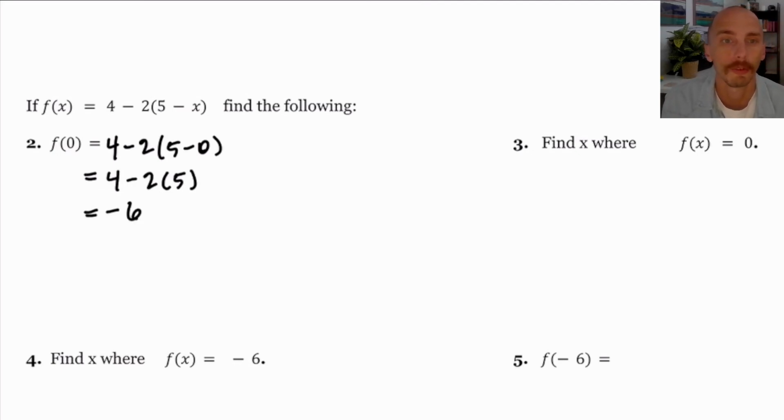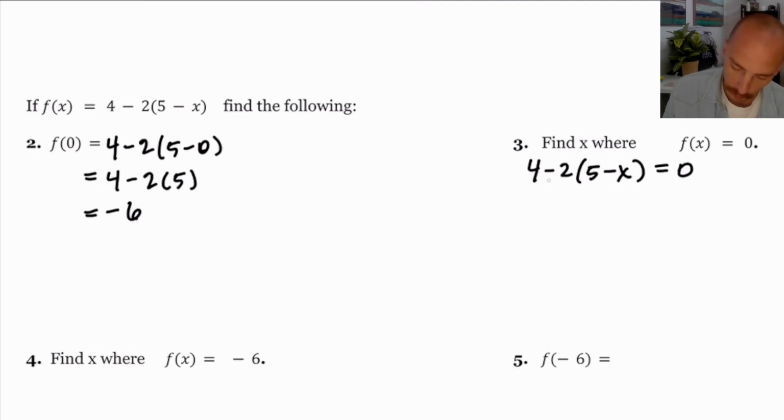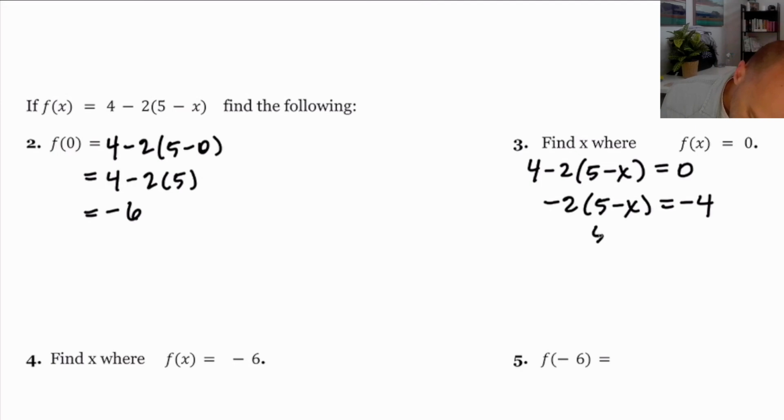If we're going to solve the equation f of x equals 0, we can just copy in f of x. That's 4 minus 2 of (5 minus x), and that's going to equal 0. I've got this 4 added on the outside, so maybe I'll subtract it from both sides, and I'd have negative 2 of (5 minus x) equaling negative 4. Then I could divide by the negative 2, and just be left with 5 minus x, and negative 4 divided by negative 2 would be positive 2.